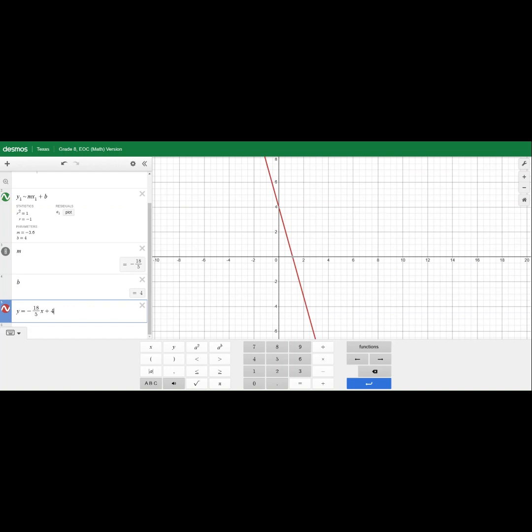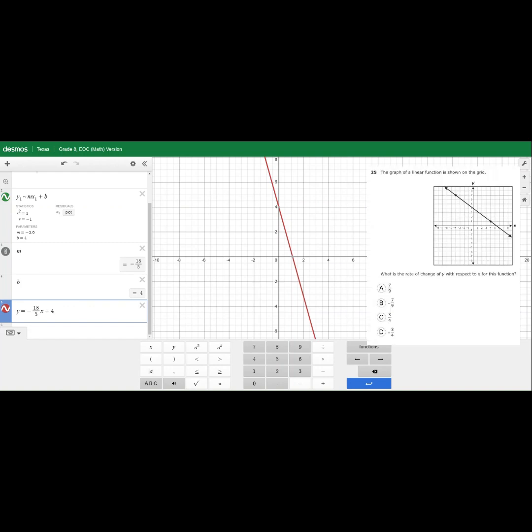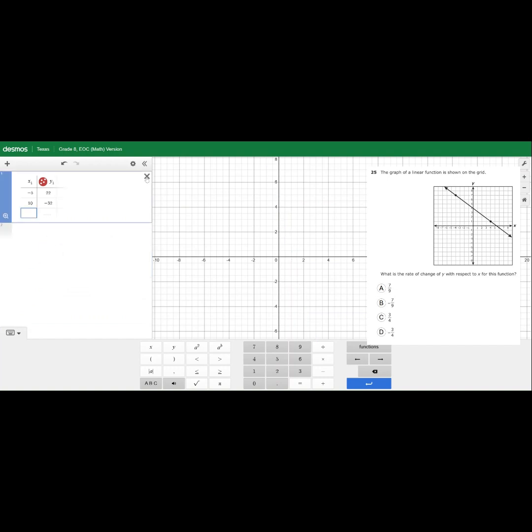The third example that we're going to do is question number 25. On question 25, it's similar to what we did in the second question. The graph of a linear function is shown on the grid. There's a given graph. What is the rate of change of y with respect to x for this function? Remember, the rate of change is the slope. There's an easy way to do this. You just do rise over run.